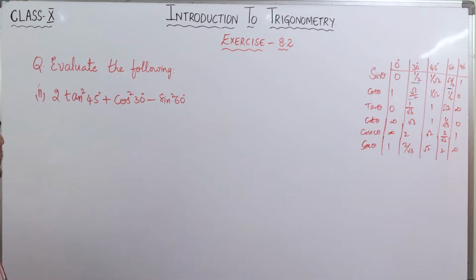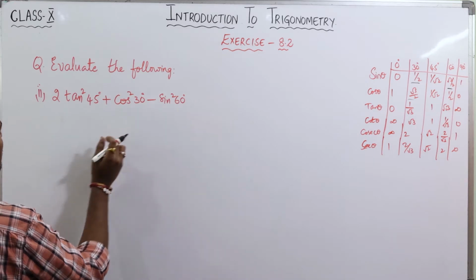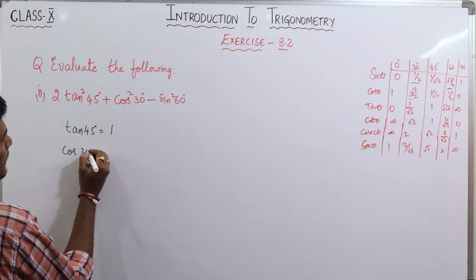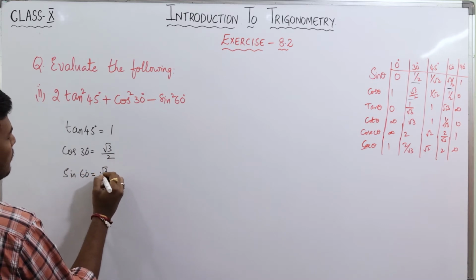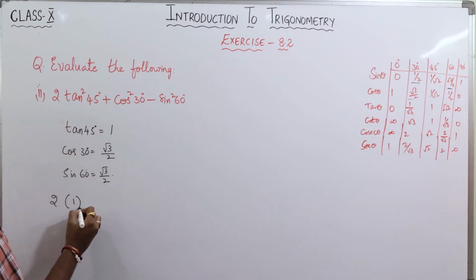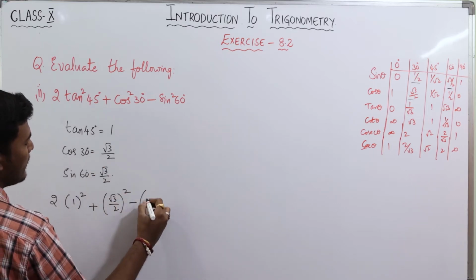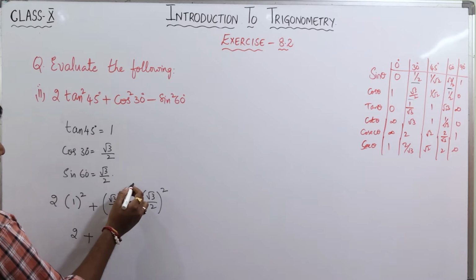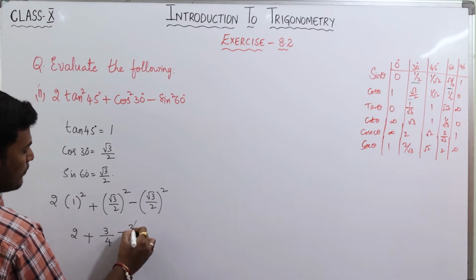Now the second one, that is 2 tan square 45 degrees plus cos square 30 degrees minus sin square 60 degrees. So first let us write down tan 45 degrees is 1 and then cos 30 degrees is root 3 by 2 and sin 60 degrees is also root 3 by 2. Now let us substitute those values. 2 into tan square, that will become 1 square, plus cos square, that is root 3 by 2 whole square, minus root 3 by 2 whole square. Okay, so then it will become 2 plus this and this I can cancel directly, or if you want you can write it like this, plus 3 by 4 minus 3 by 4, both get cancelled.